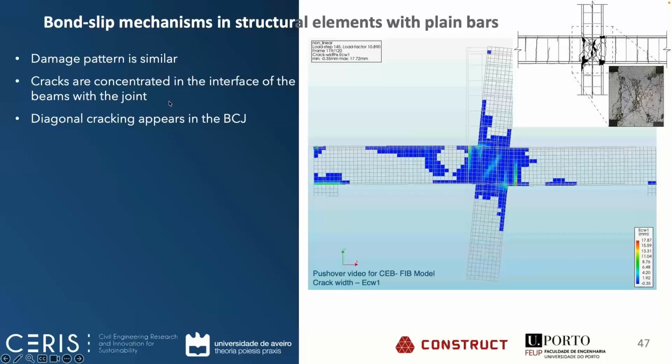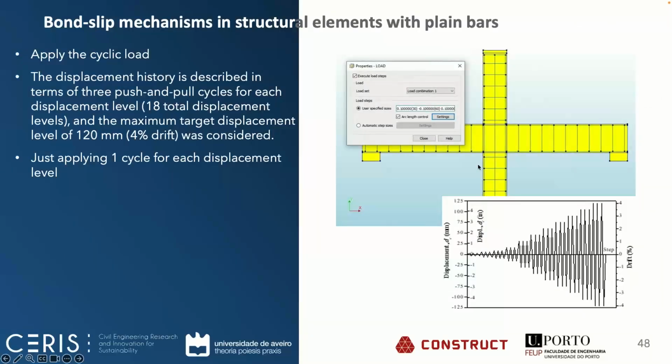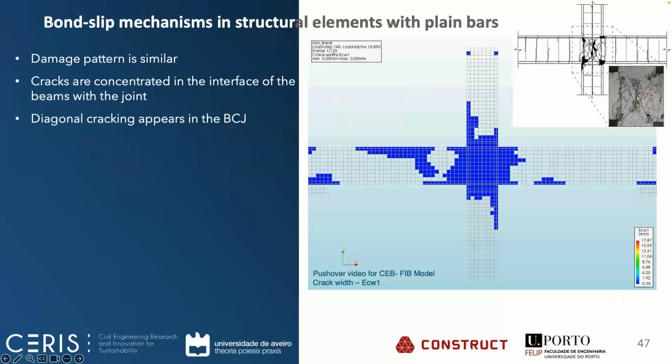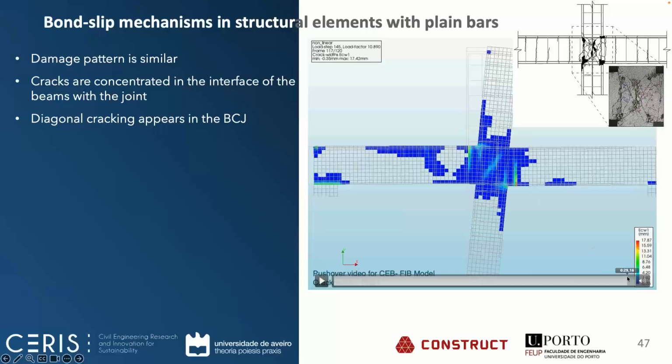The cracks are concentrated in the interface between the beam and the joint. It appears, and it will appear also some cracks here in the... sorry, but for some reason sometimes this starts moving slides automatically. We have a similar result here, with some cracks observed near the column interface that were not observed in the experimental test, but I would say that this is a minor thing. And we have some diagonal cracking appearing in the beam-column joint in both cases.